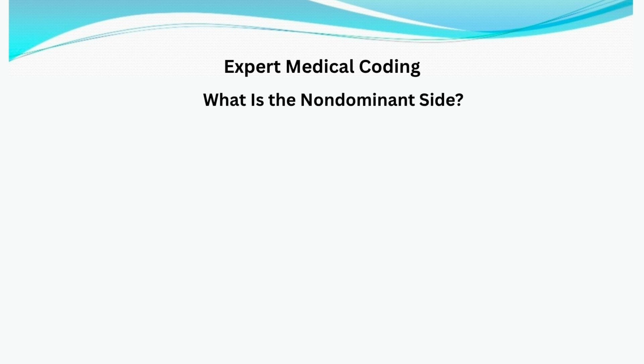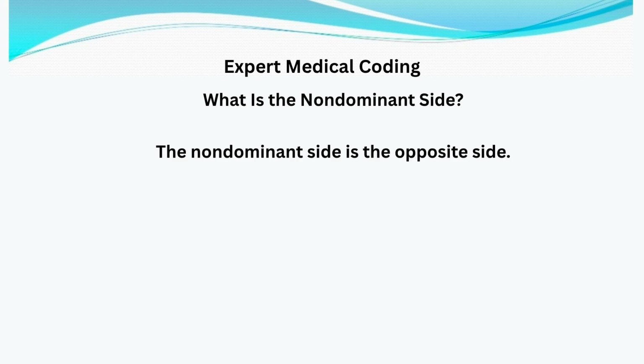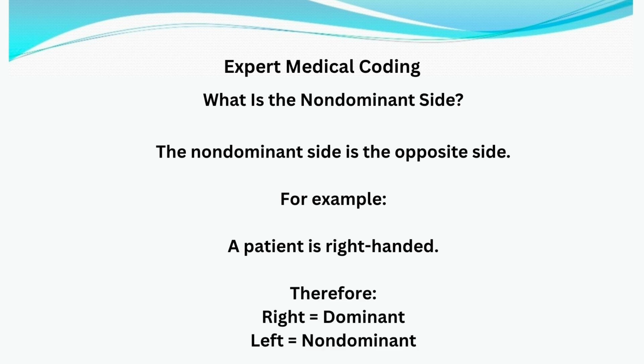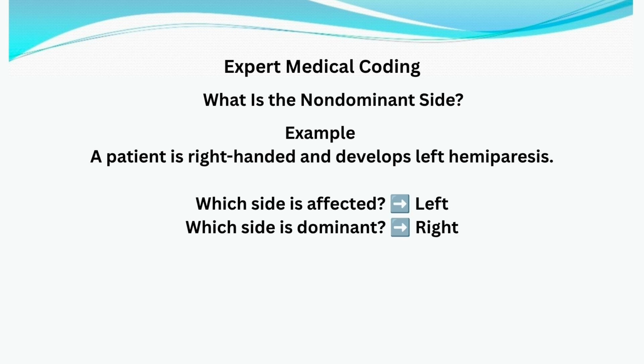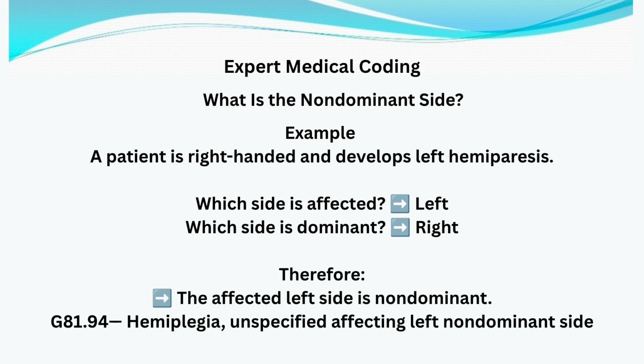Now let's see what is the non-dominant side. The non-dominant side is the opposite side. For example, a patient is right-handed. So in this, the right will be the dominant because the patient is right-handed, and the left, the opposite side, will be the non-dominant. Let us see an example here. A patient is right-handed and develops left hemiparesis. So which side is affected here? Left side, because hemiparesis is at the left side. And which side is dominant? It is the right, because the patient is right-handed. Therefore, the affected left side is non-dominant. We'll get a code G81.94, hemiplegia unspecified affecting left non-dominant side.